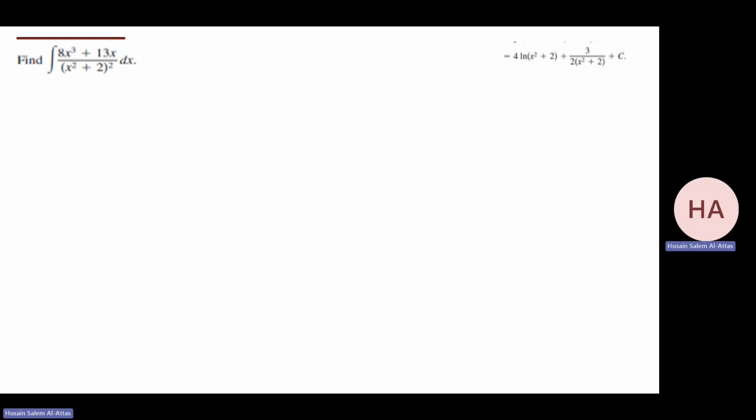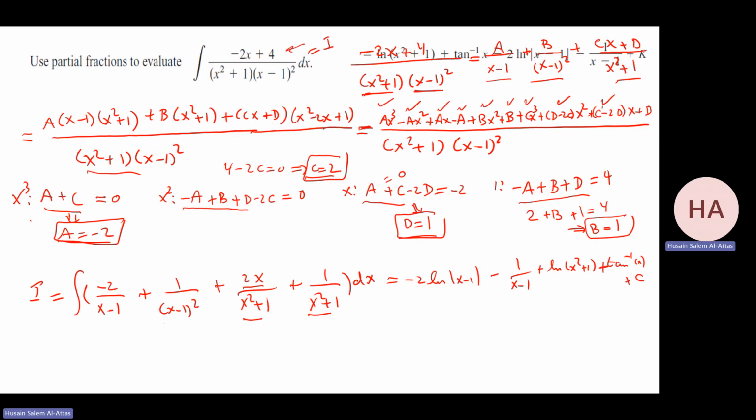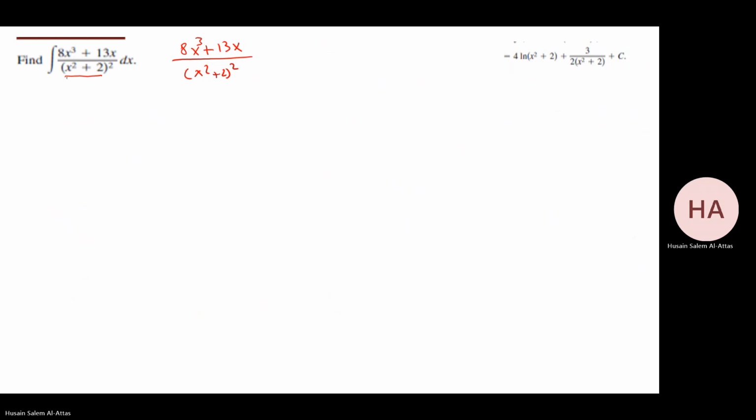Let me do another one, which is a little bit complicated because I have a quadratic squared. 8x cubed plus 13x over this. By the way, check: the numerator is degree 3 and the denominator is degree 4, 2 times 2, which is 4. So no need for long division.